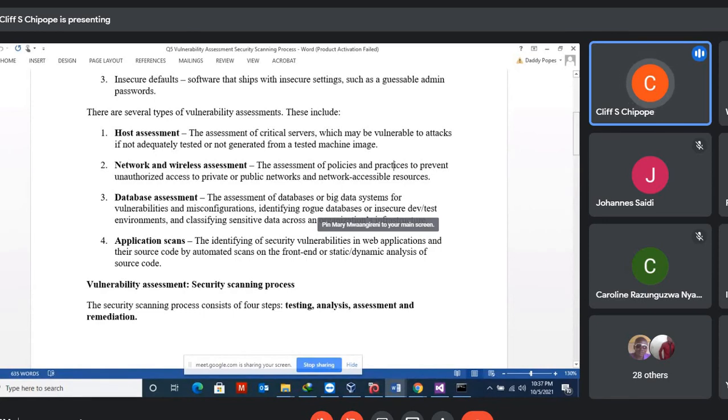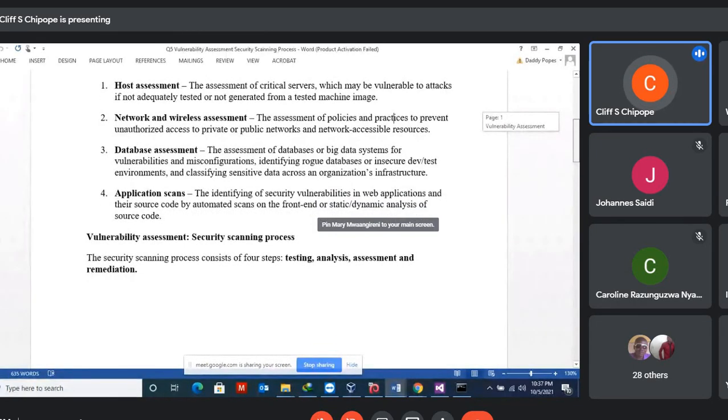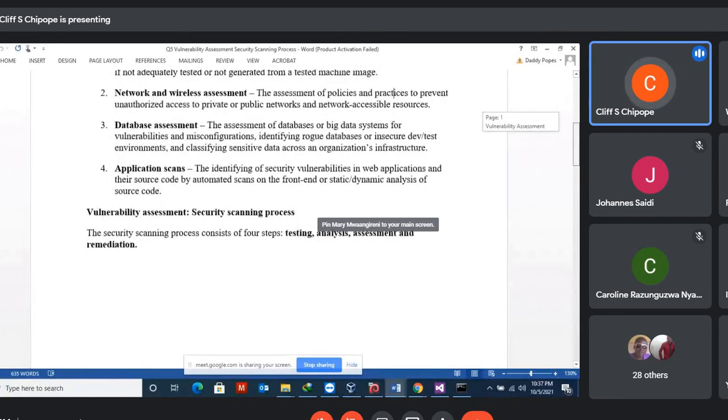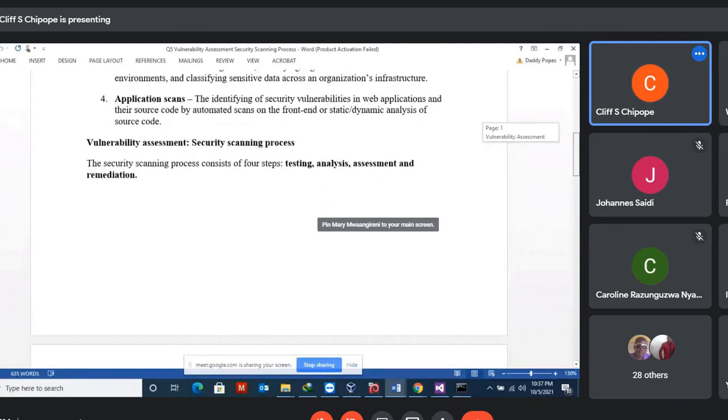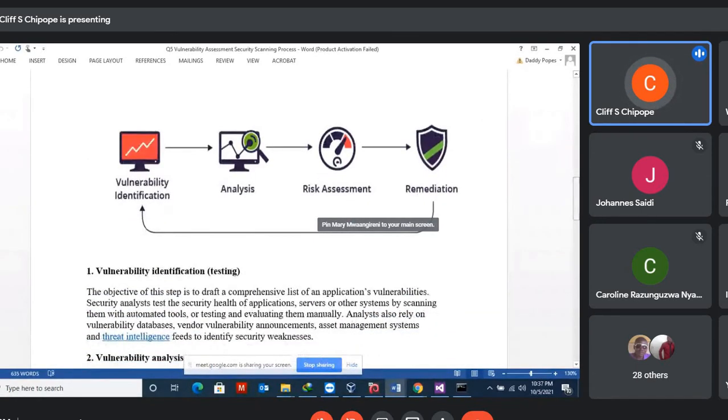For the part of the question asking us to tell about vulnerability assessment, the vulnerability assessment security scanning process consists of four steps: testing, analysis, assessment, and remediation, that is the mitigation measures. So the diagram shows the steps: vulnerability identification, then analysis, then risk assessment, then remediation or mitigation measures. Then after that, we identify new vulnerabilities in the system again, and the cycle goes on.